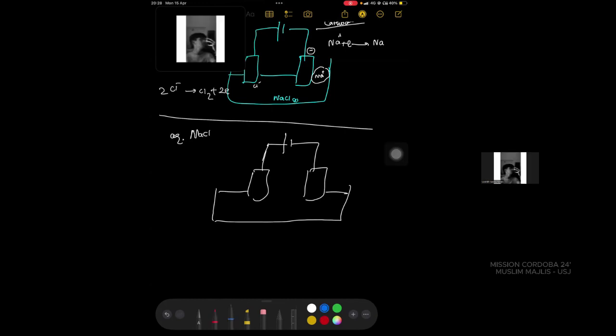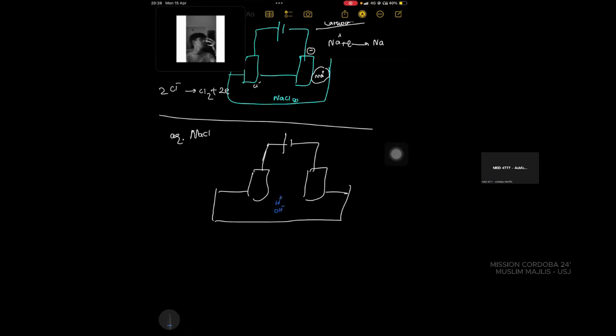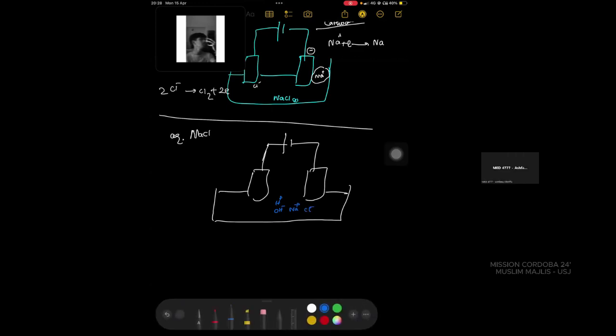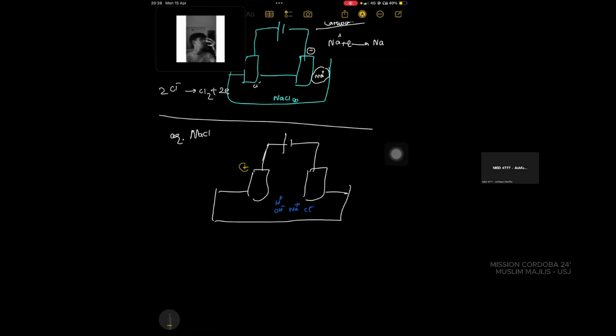H plus and OH minus. What else? Na plus, Cl minus. Good. Now, this is the positive electrode. What are the ions that will come near the positive electrode? Cl minus and OH minus. Who will come near the negative electrode? Na plus and H plus. Now, this is a theory point. Out of Na plus and H plus, the strongest one is H plus. And out of Cl minus and OH minus, the strongest one is Cl minus.